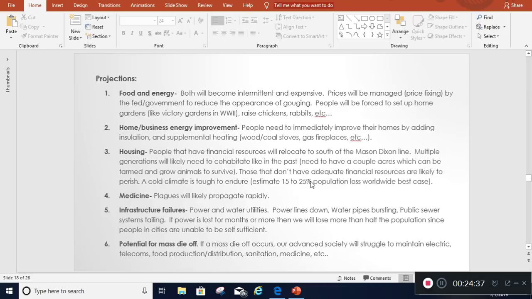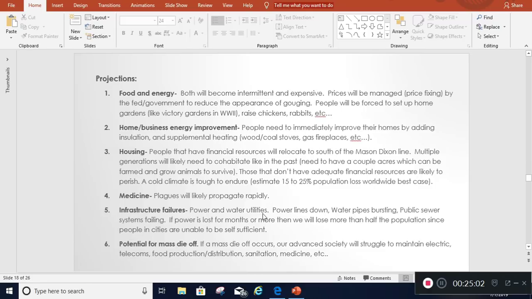Estimate 15-25% of the population loss worldwide, best case, and that's if we keep our power up. Medicine, plagues will likely propagate rapidly. And this is kind of what happened with the bubonic plague and everything. Everybody was huddled together because of the extreme cold, and that's when these diseases are passed on.